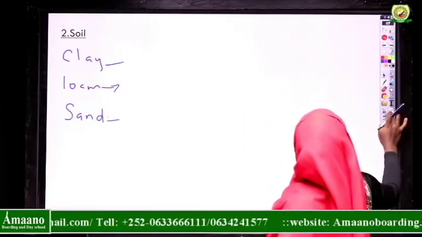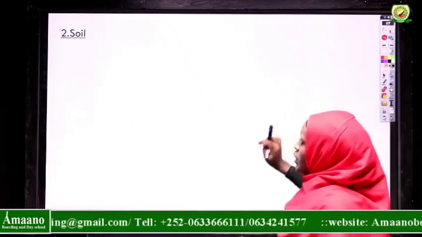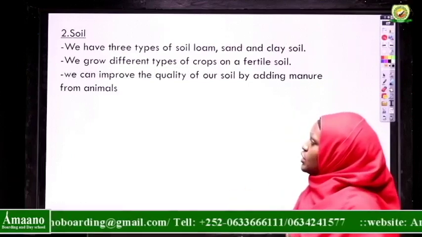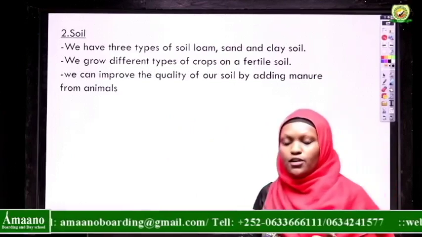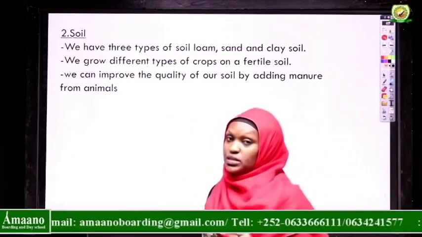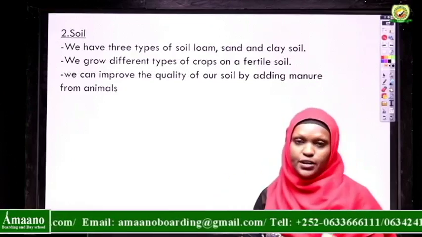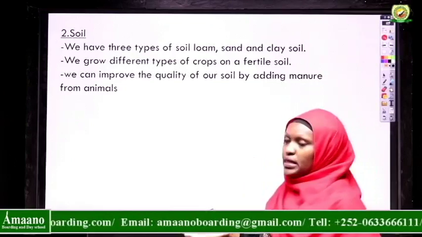So we say we have three types of soil: loam soil, sand soil, and clay soil. We grow different types of crops on fertile soil. Now, this is the loam soil. We say the loam soil is used for planting, for farming. If your soil is very fertile, you can grow many different types of crops, and they do very well.